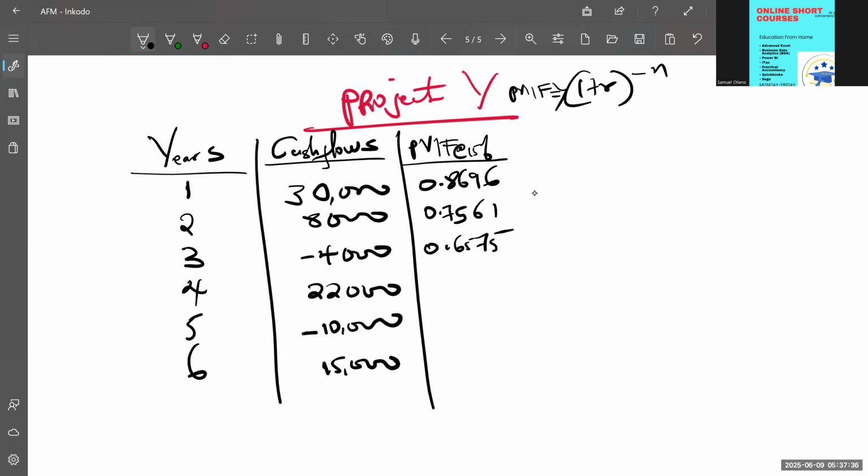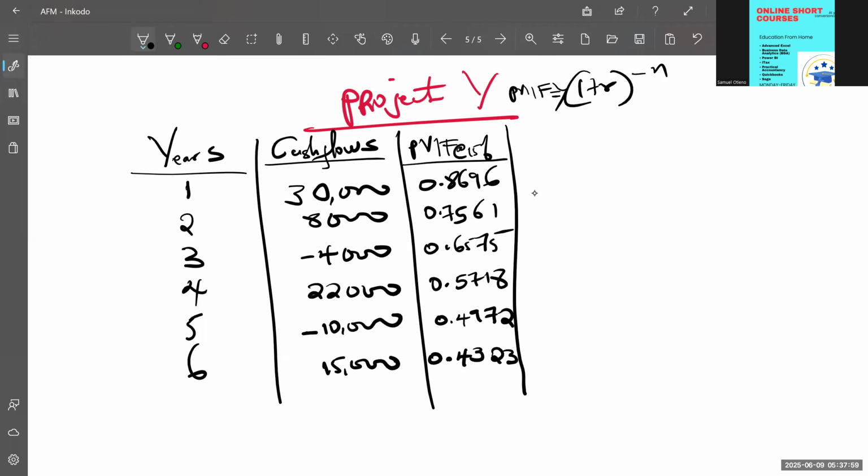For year number four, it is 0.5718. For year number five, our discounting factor is 0.4972. For year number six, which is the final year, we have 0.4323, like that. Very good. Now, how do we move from here?